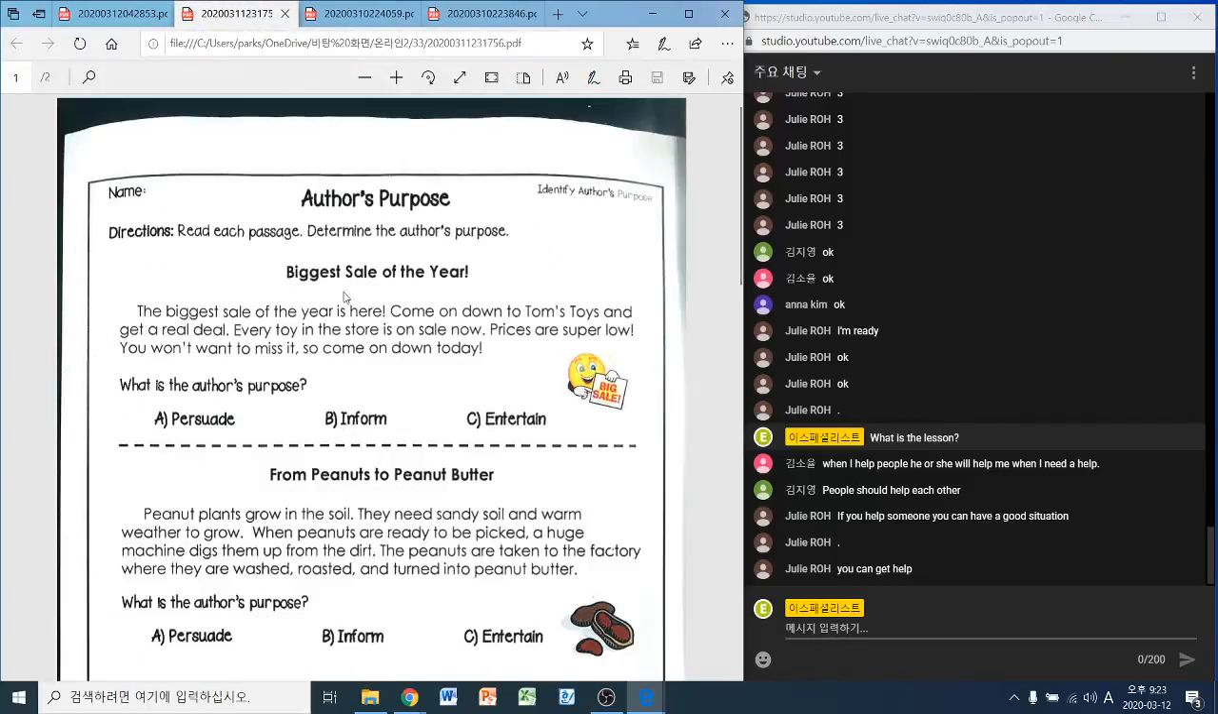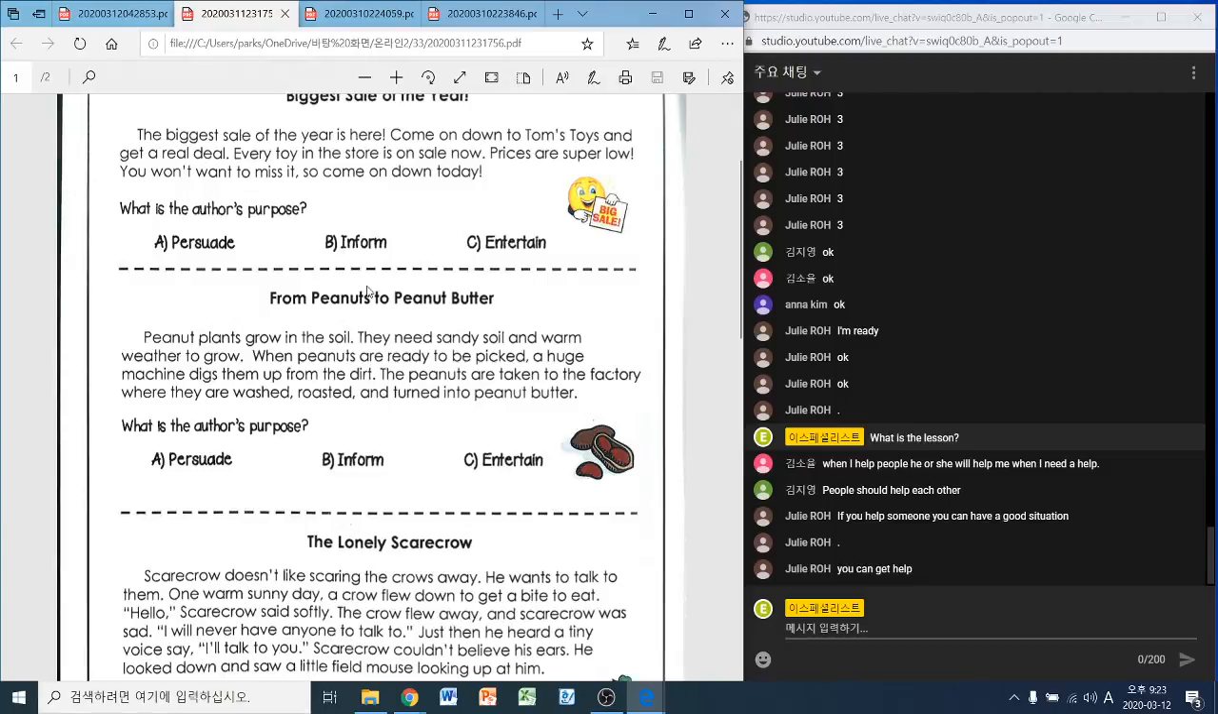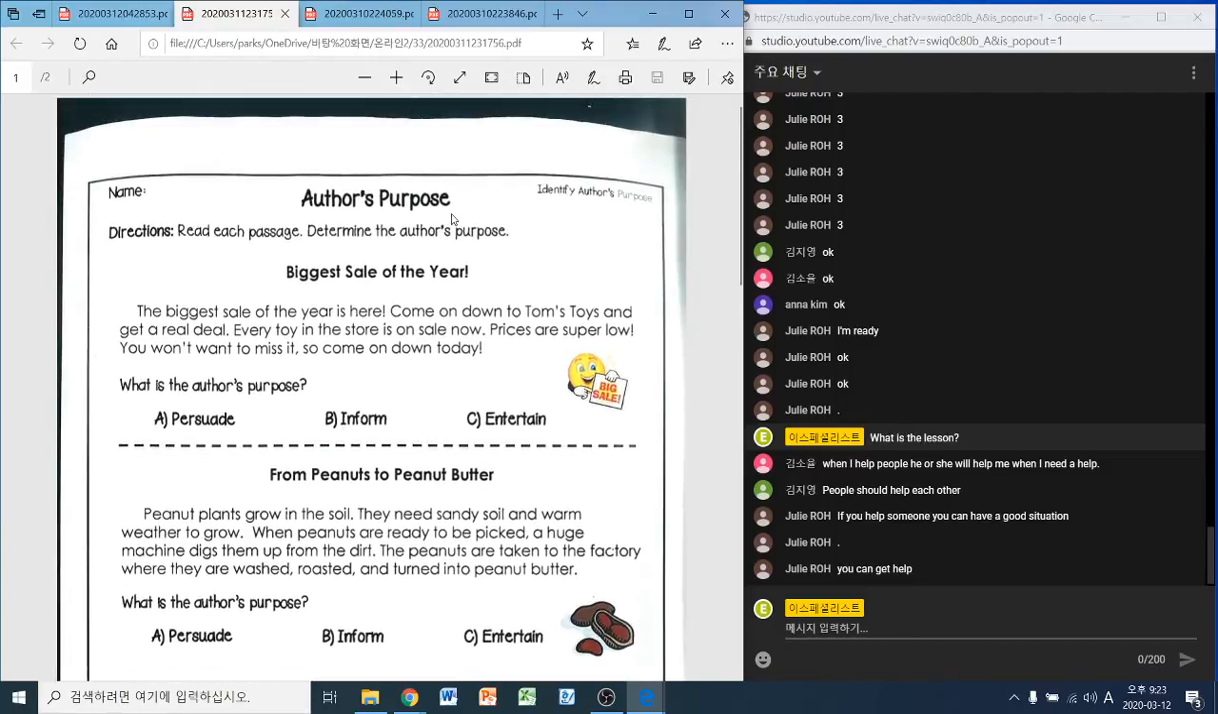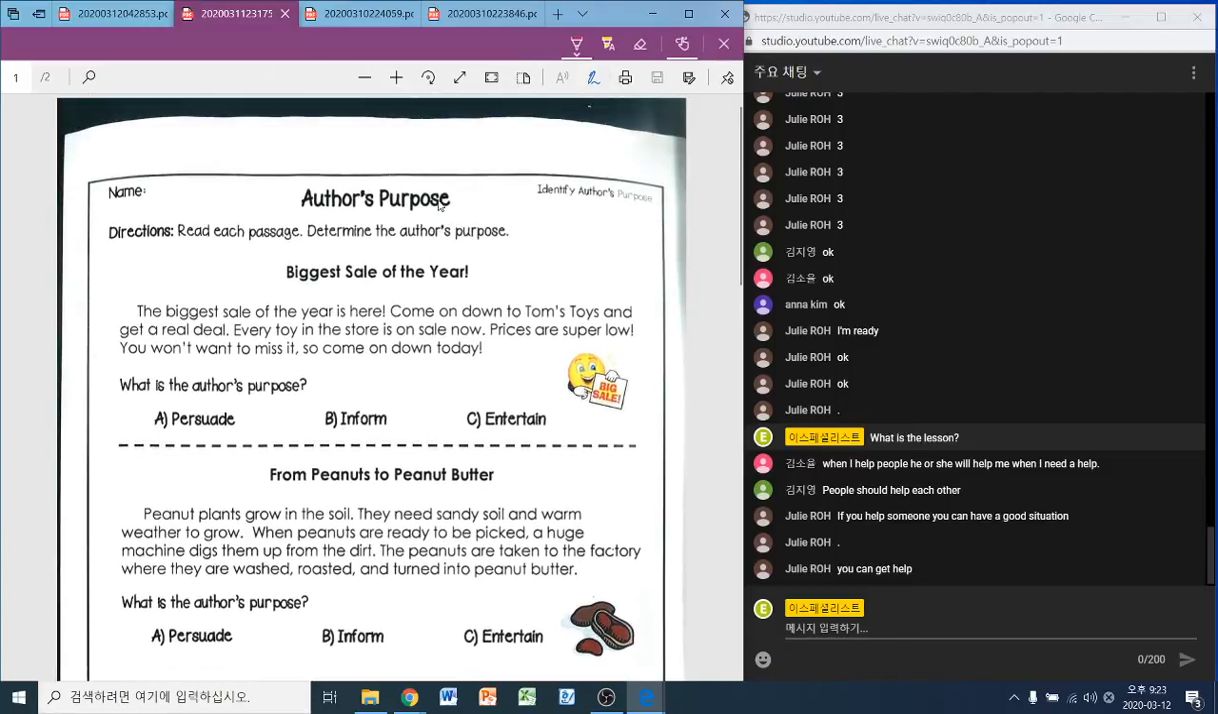Kind of like this. Okay, we will talk about the author's purpose today too. Say author's purpose. Okay, author's purpose is the reason why writers make a story or write the story. Understand? So what is the reason writers write the story? Okay, there are three purposes here. P, I, E, pie. Understand? P means persuade.